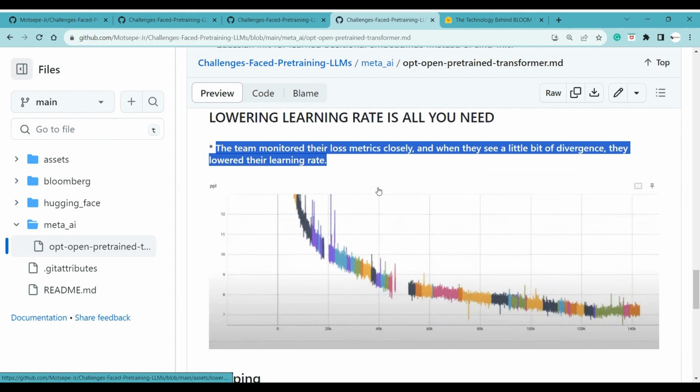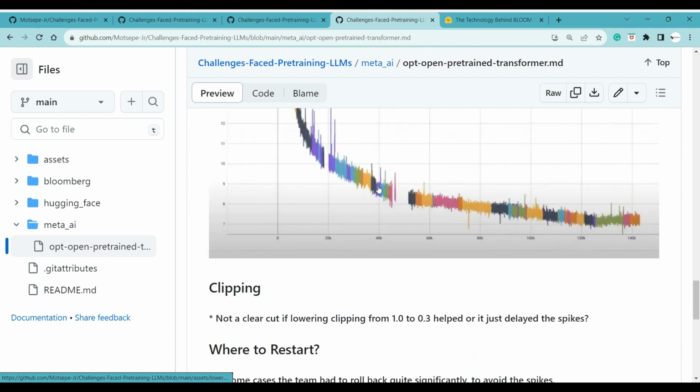So you can think that they monitored their metrics very closely. When they see a little bit of divergence, they just know that they have to lower their learning rate more. So this is quite interesting to see.